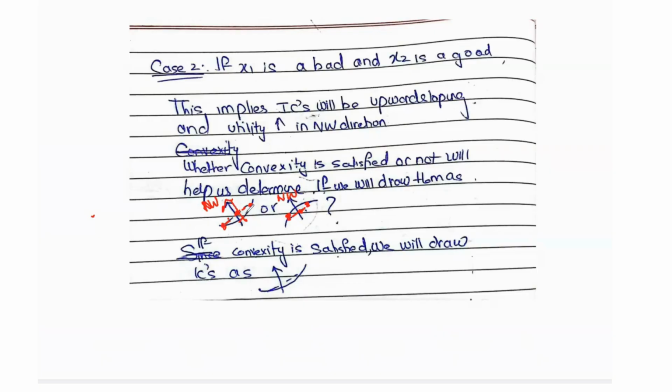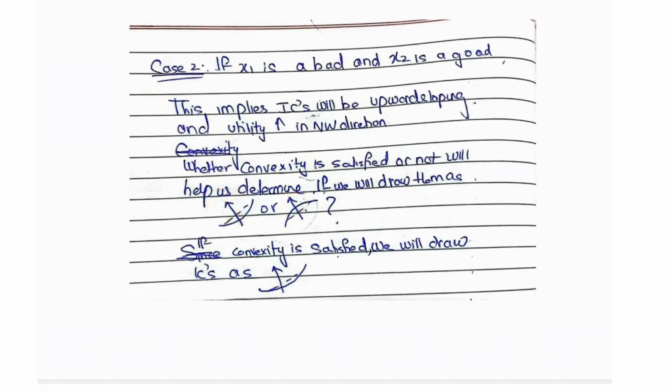Because utility is increasing in the northwest direction, if we draw it like this, the averages are better than the indifferent extremes. But if we draw it like this, the indifferent extremes are better than averages because they're above them in the northwest direction. So that's what's important to keep in mind, in which direction utility increases, when you're deciding what convexity implies. So if convexity is satisfied, we'll draw them like this, because in this case averages will be better than indifferent extremes.